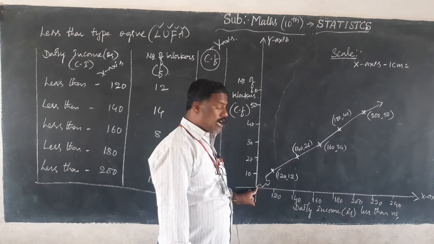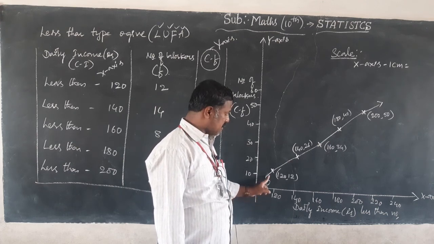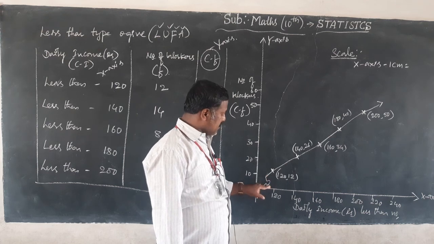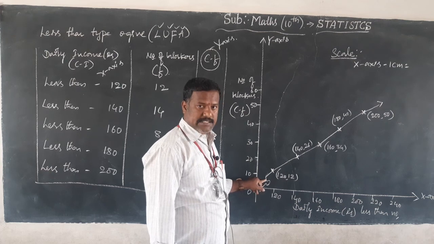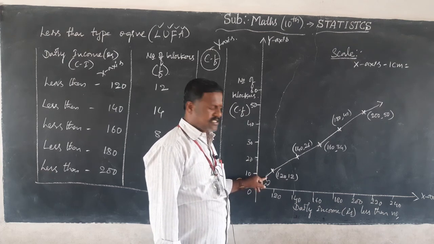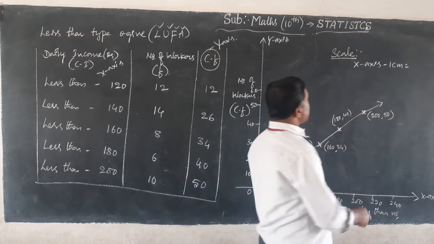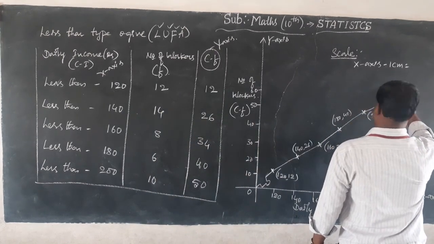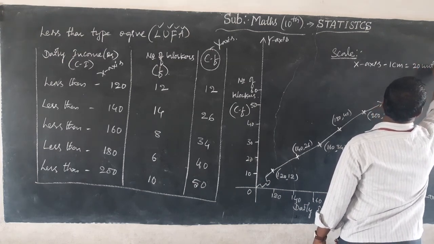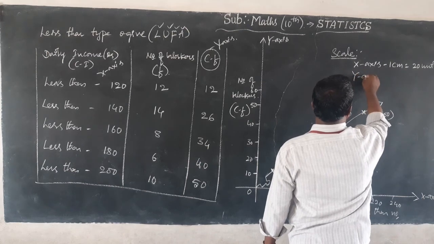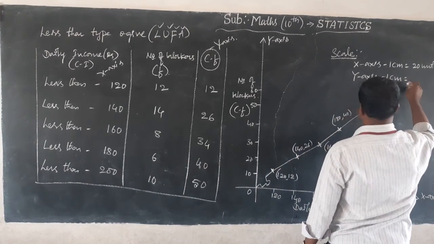Children, here you should start the curve from 0. From 0 you should start the curve. Or otherwise you need not write these zigzag lines. Or you can start the curve line, nothing will happen, no problem. X-axis 1 centimeter is equal to 20 units. Y-axis 1 centimeter is equal to 10 units.